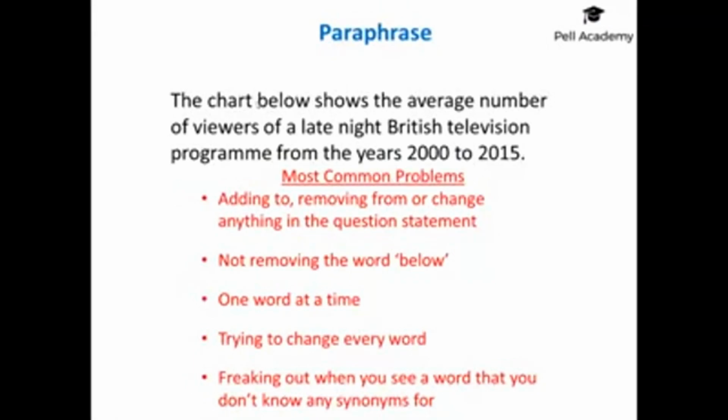Don't panic. Just take the word from the question. If you can avoid it, don't do it. But if you need to do it, just take the word. Don't let this worry you. Don't let this concern you.